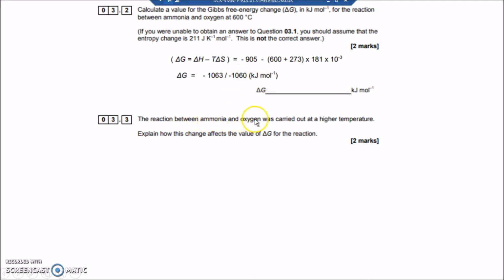The reaction between ammonia and oxygen was carried out at a higher temperature. Explain how this affects the value of delta G. Well, if this is at a higher temperature here, T delta S gets bigger, so minus T delta S is getting bigger, more negative, and so delta G will be getting more negative.